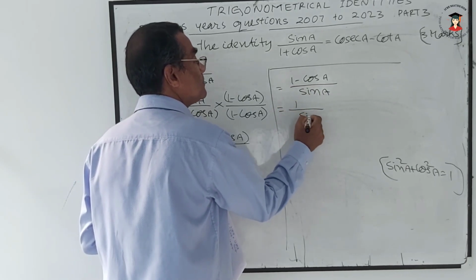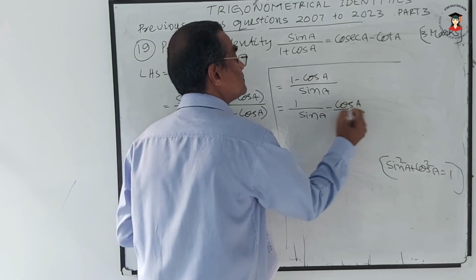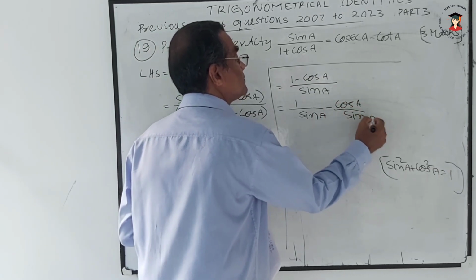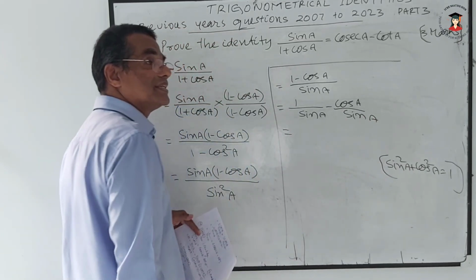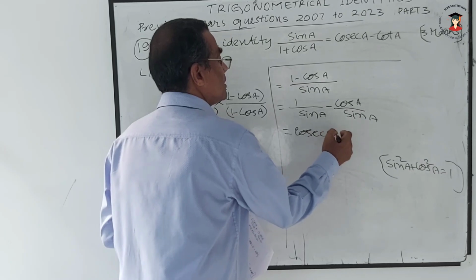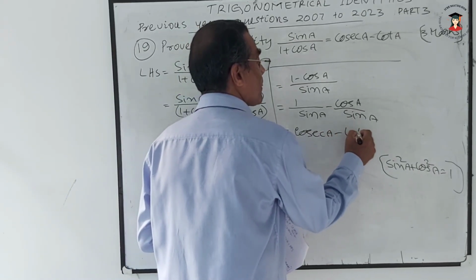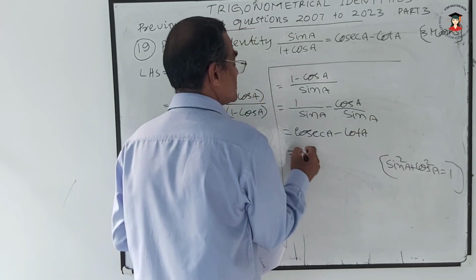1 by sin A minus cos A by sin A. 1 by sin A means cosec A, and cos A by sin A means cot A, equal to RHS.